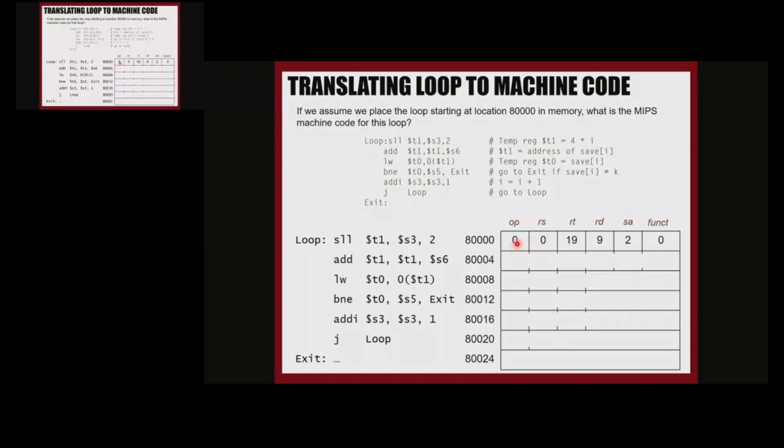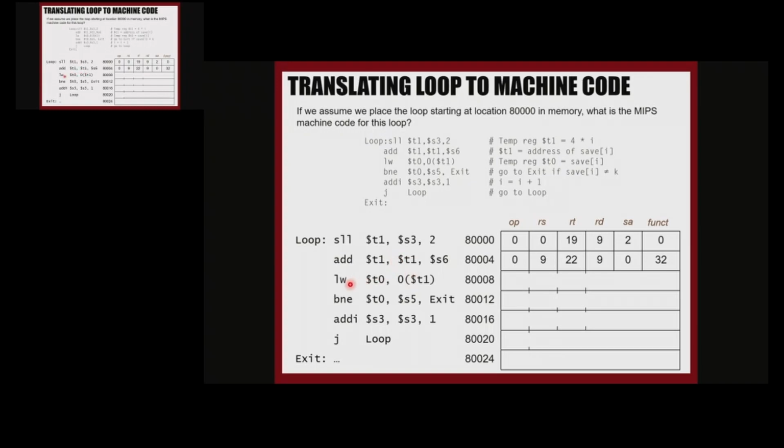It's an R format, opcode is 0. The first source is S3, which is the index number for that is 19. The destination is T1, so we have RD equal 9. And the shift amount is 2, so we actually put 2 here. And the function field for shift left logical is 0. If you go and check the reference sheet, you're going to see that. Okay, so the next instruction is pretty straightforward. It's R format. We have 3 registers, and I'm not going to cover that because we talked about it enough.